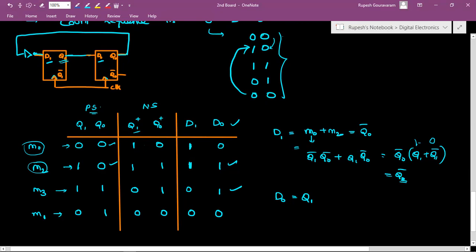If you take the output Q1 and Q naught continuously, it will give these values 0 0, 1 0, 1 1, 0 1, 0 0. That is 0 2 3 1 0. So this kind of sequence will pass on from the counter. Okay, so that's how we design the circuit. So this is known as designing of the circuit. So we have designed a digital circuit counter which counts 0 2 3 1 0 and again it repeats.